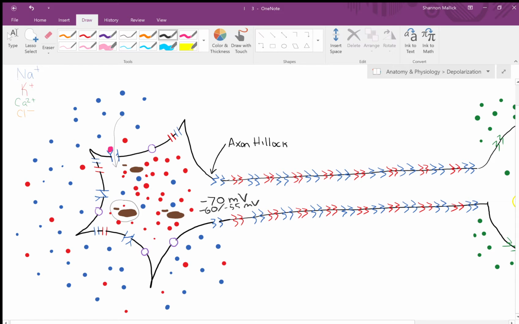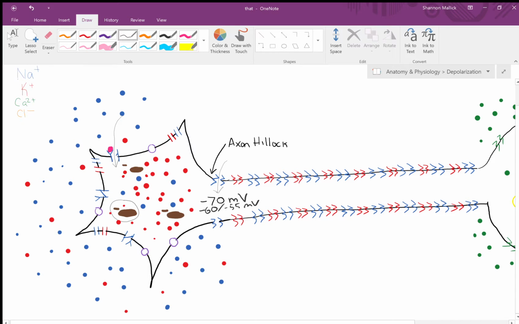Once that voltage reaches the axon hillock here, the first voltage-gated sodium channel opens in the axon hillock, and sodium starts to rush into the cell. This -60 or -55 millivolts is the threshold. Once that's reached, then an action potential can be propagated down the axon.